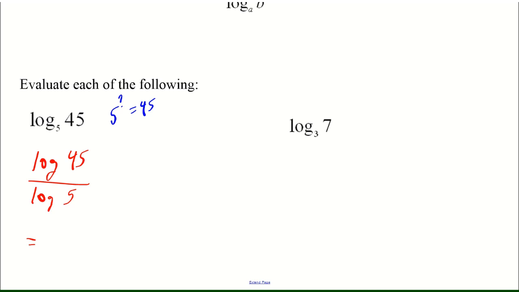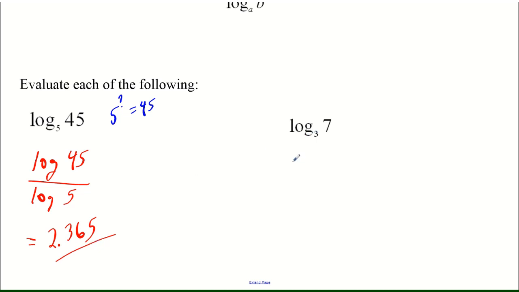Now you take your calculator and you can just type that in. Log 45 divided by the log of 5. And I get 2.365, which, based on what I said to start with, sounds quite reasonable, because we said it had to be somewhere between 2 and 3, probably closer to 2 than it was to 3.